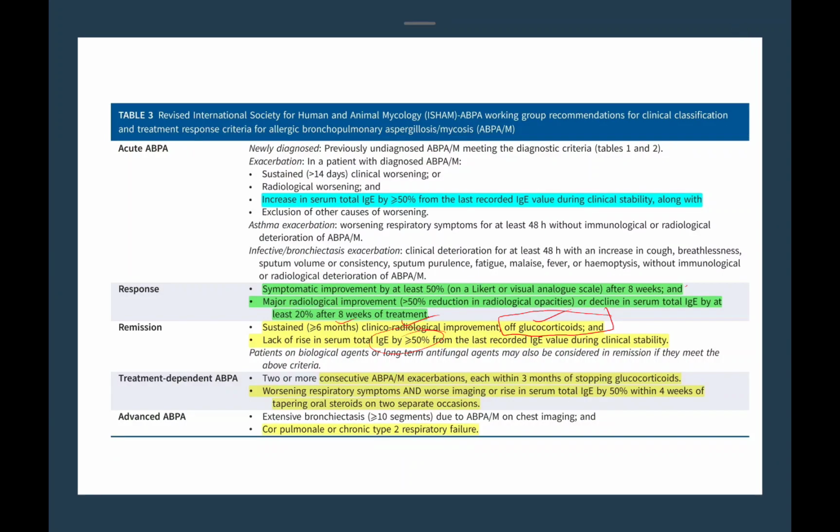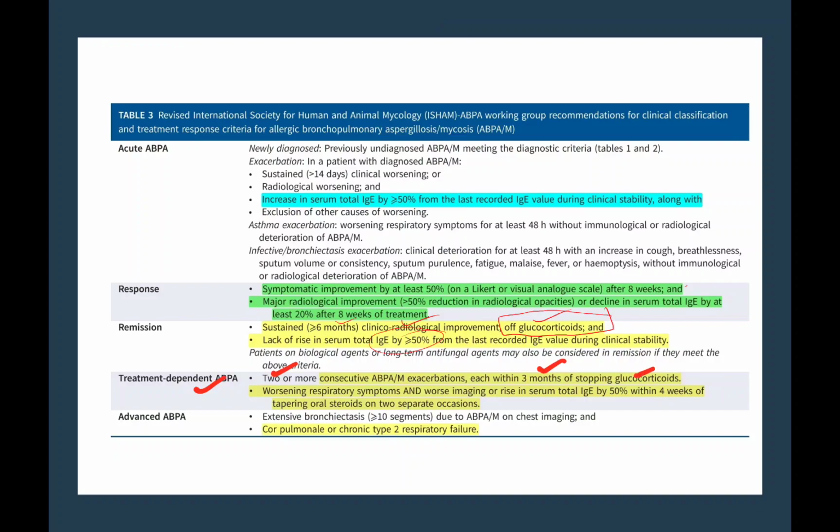Now coming to the next thing, treatment dependent ABPA. This is where within 3 months of stopping steroid the patient has 2 or more exacerbations of the ABPA. So whenever we stop steroid, within 3 months the patient gets 2 exacerbations, then that is known as treatment dependent ABPA. So it is very specific. Within 3 months of stopping the steroid, 2 episodes of exacerbation, then treatment dependent.